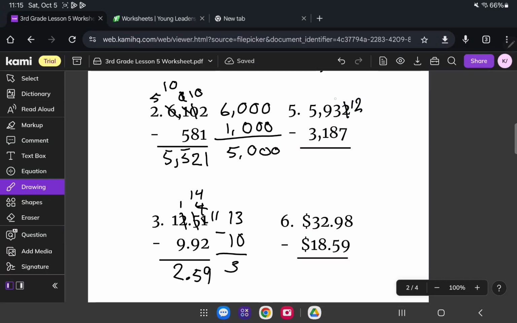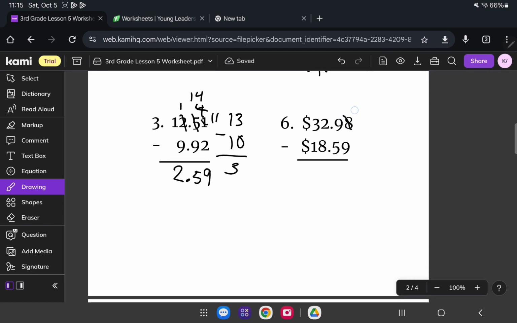12 minus 7 is 5. And then we borrow a 10. 12 minus 8 is 4. 8 minus 1 is 7. And 5 minus 3 is 2. So then that would be 6,000 rounded up and 3,000 rounded down, which would give us 3,000.